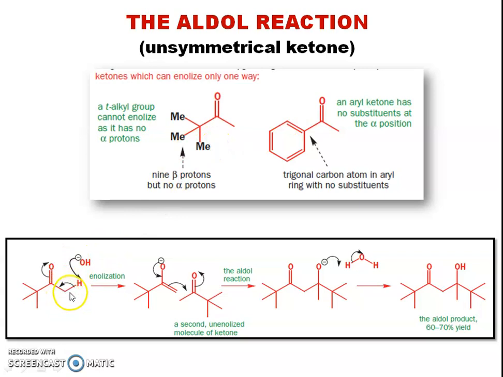So only one carbon can undergo enolization, and this enolate can add to another, second, unenolized molecule of the ketone, and it forms an aldol product like this. Similarly, this can also be formed like this.